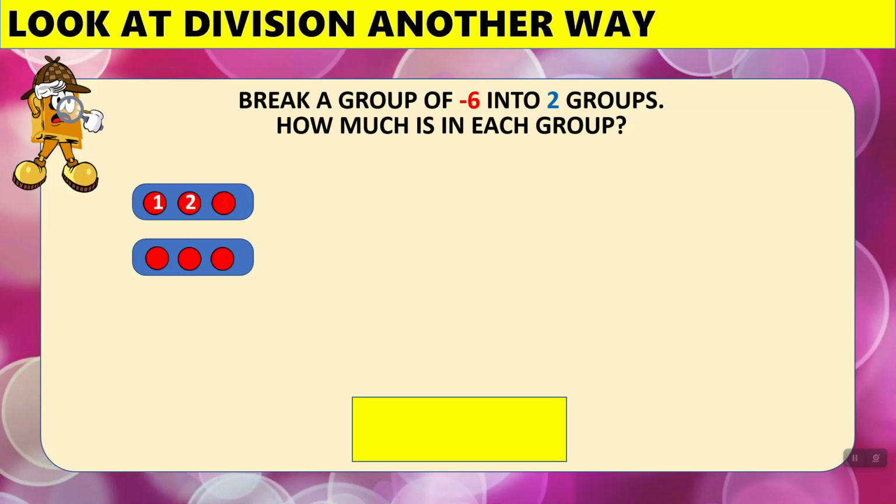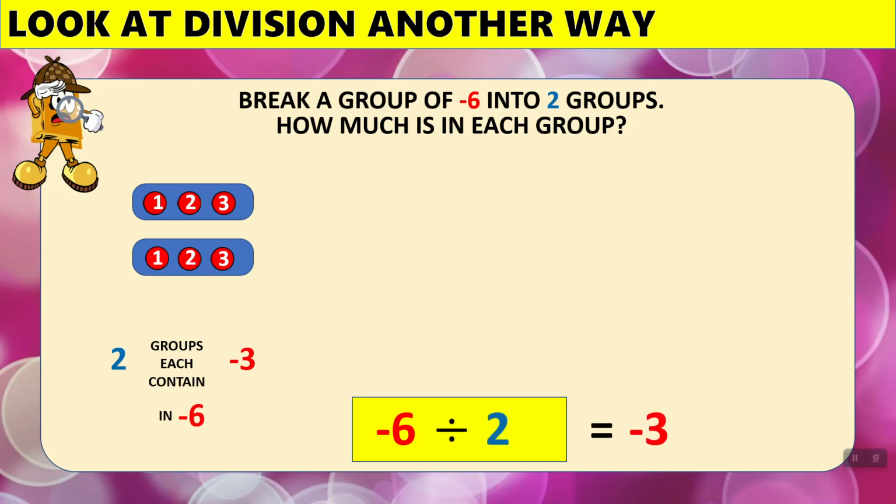And this group has minus 3. This group also has minus 3. So there are 2 groups, each containing minus 3, and that gives us minus 6. And so if we wrote that as a division statement, we would say minus 6 divided by 2 groups is equal to minus 3 in each group.